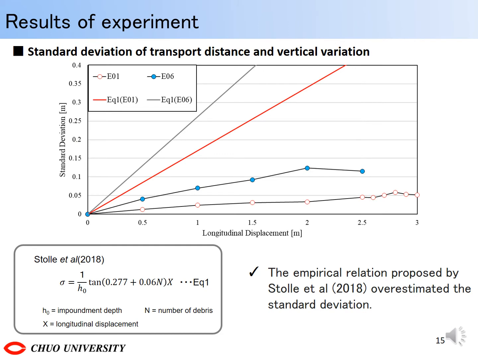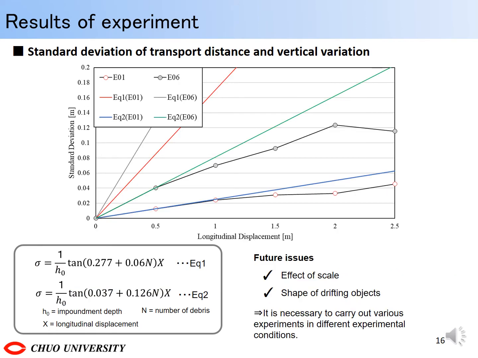As a result, the empirical relation proposed by Stahl et al. overestimated the standard deviation. Therefore, a new evaluation formula was studied using the conditions of this experiment. When the maximum value of the variation was taken using this experiment's results, the formula at the lower left was obtained. The problem of this evaluation formula is the effect of experimental scale.